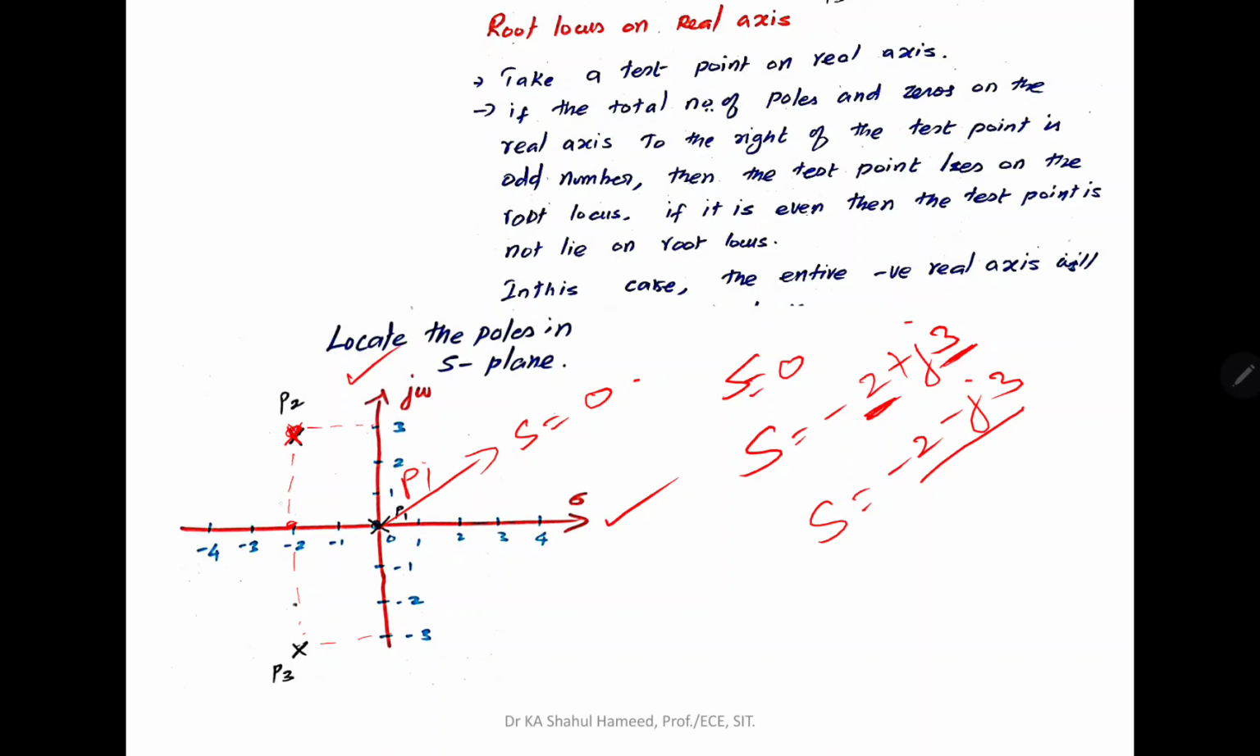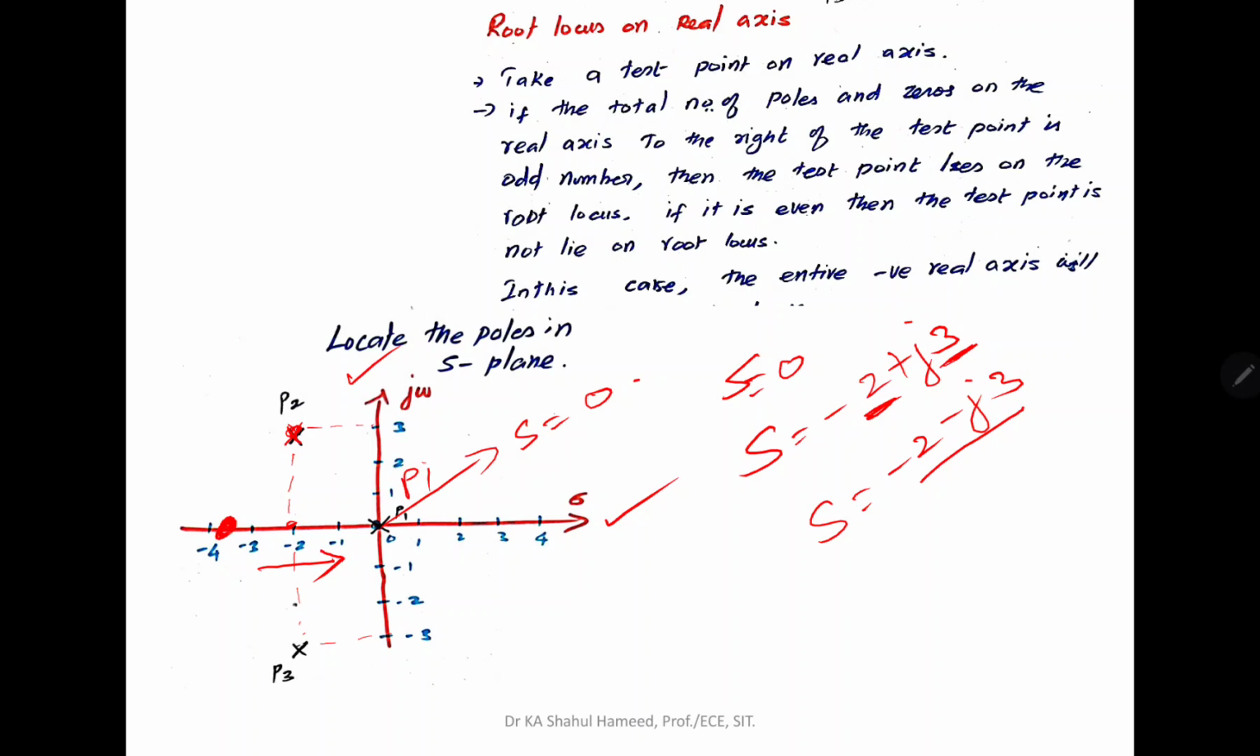For that, you have to take a test point on the negative real axis. For example, I am taking a test point here, and then we have to count how many poles and zeros are available on the right-hand side of the test point along the real axis.